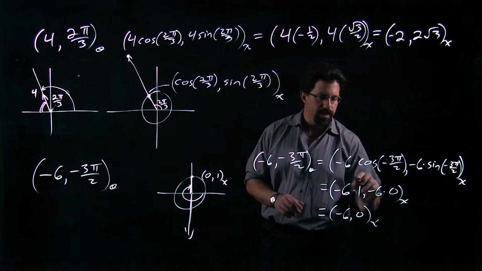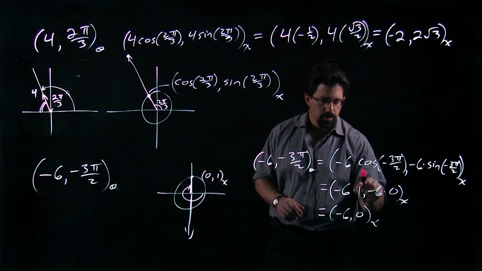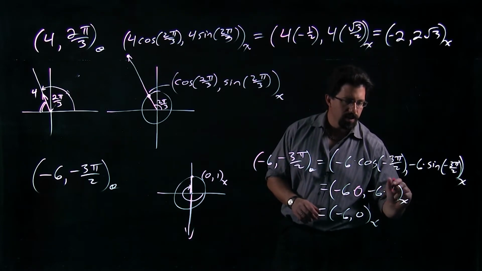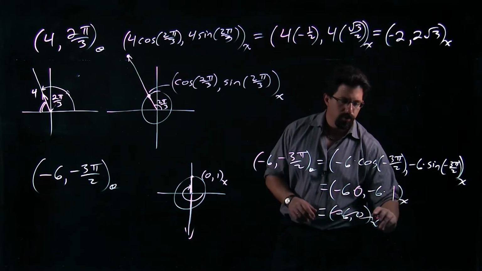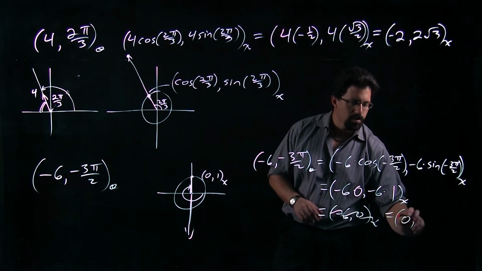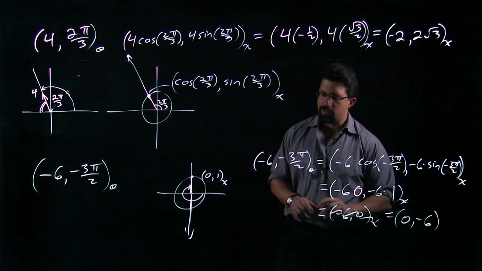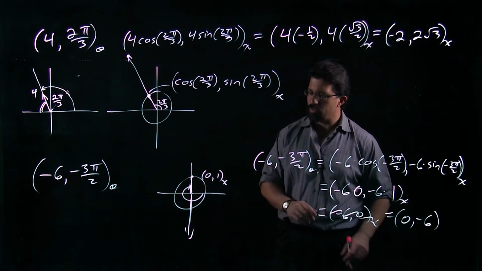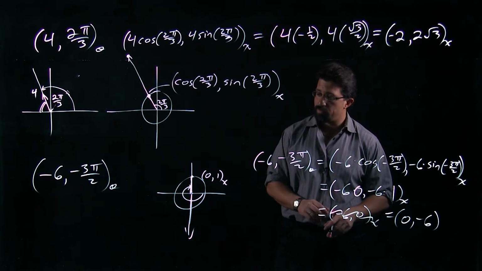Give or take the fact that I got these two coordinates wrong. So this one over here is a 0, this one over here is a 1, and what we have is, of course, (0, -6). I wasn't sure how I managed to get an x coordinate of negative 6 on the y-axis.